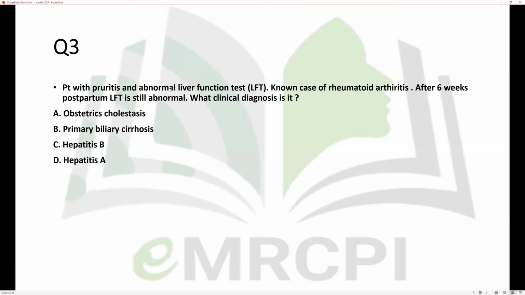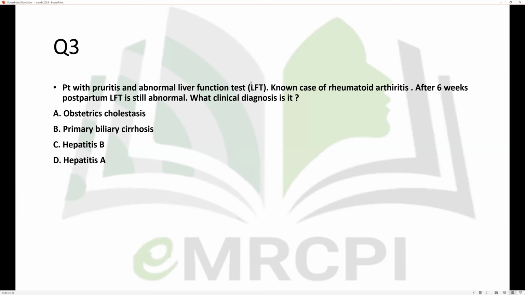Next, a patient with pruritus and abnormal liver function tests. She is a known case of rheumatoid arthritis. After 6 weeks postpartum, the LFTs are still abnormal. What is the clinical diagnosis? Anybody knows? Yes, well done. This is primary biliary cirrhosis.